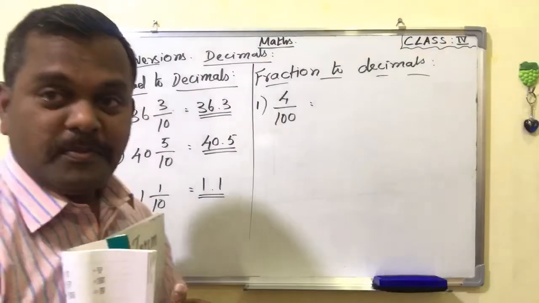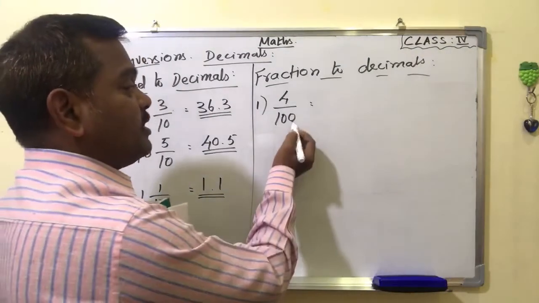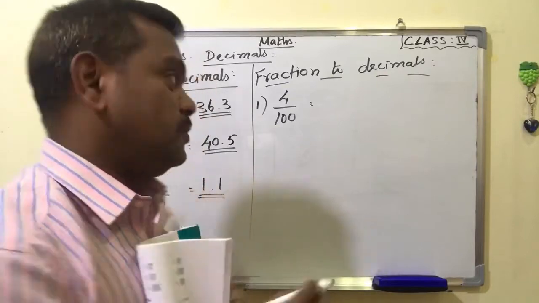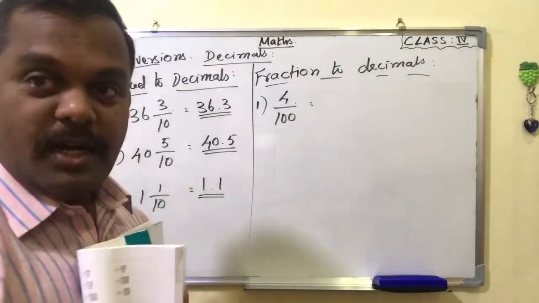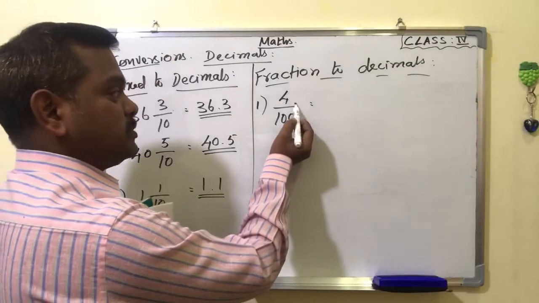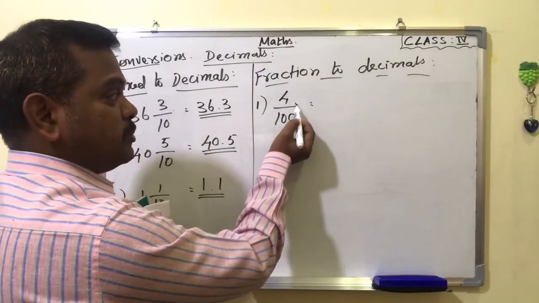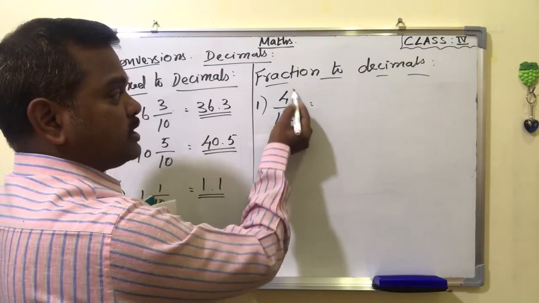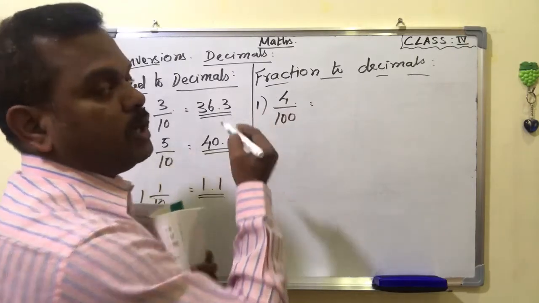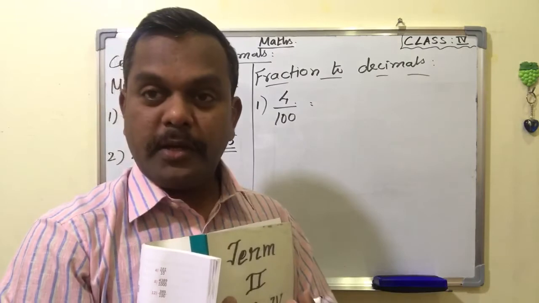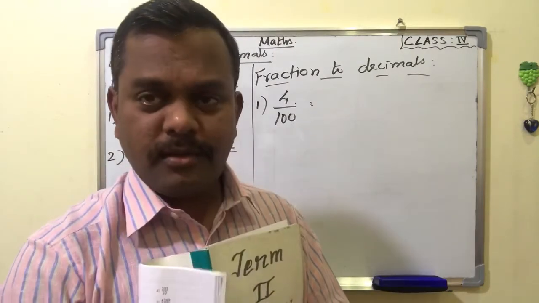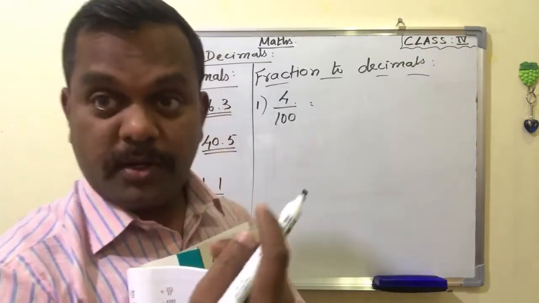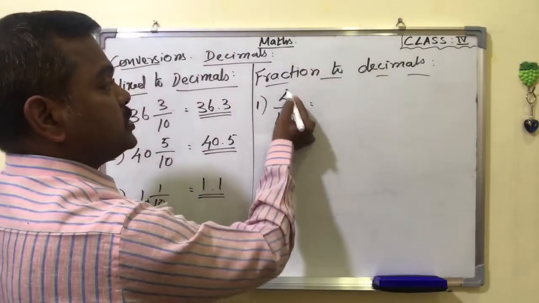Same as this. Look here. In 100, how many zeros? 2 zeros. So already one point is there. You have to move this point 2 decimal places to the left side, but here there is only one place. What can we do? Just add one 0 before the number.